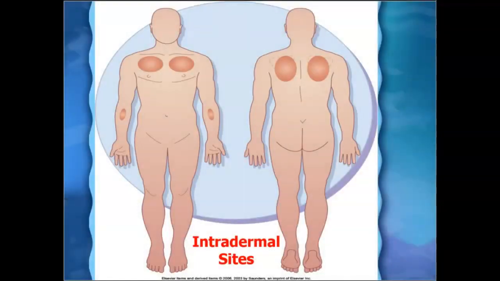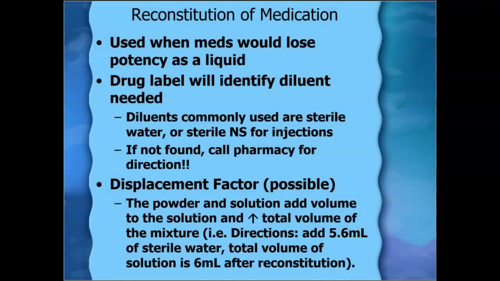Intradermal sites could be on the upper chest here, right, anteriorly or posteriorly over the scapula. Many allergy testing will do it right by the scapula. And then, of course, on the lower arm here, right, for TB tests as well as allergy testing. I've seen it done there as well.